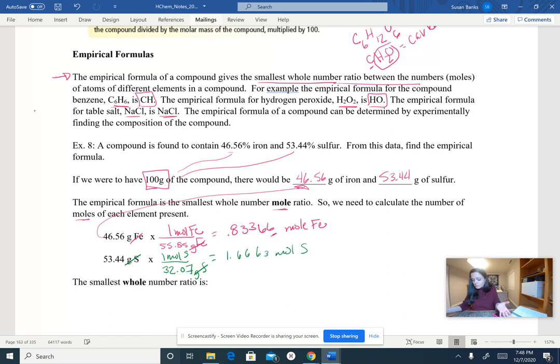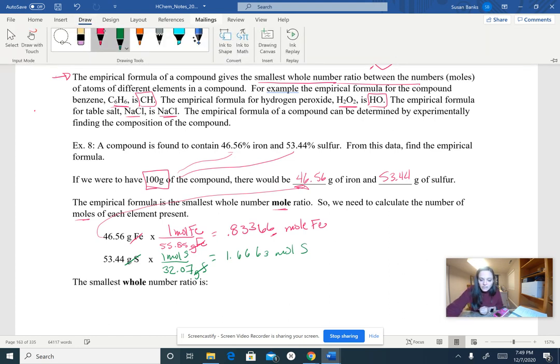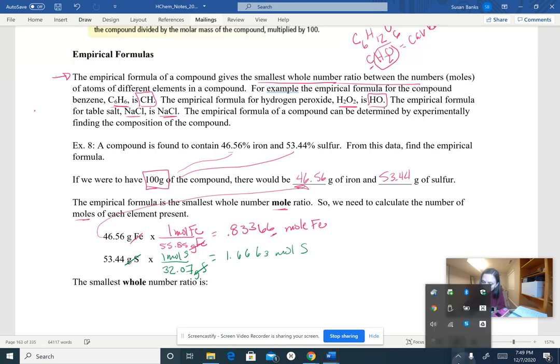Okay, now the thing is, what do I do from here? I have moles. Isn't a formula a ratio between moles? How do I create a ratio? Ratios are created by dividing, aren't they? So what I need you guys to do now is find the smaller amount of moles, and we're going to use that as our divisor. Hopefully you realize that the amount of moles we have of iron is smaller than the amount of moles that we have in sulfur.